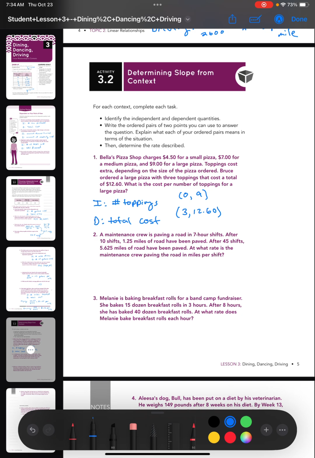We got an x1, y1, x2, y2. We plug that into our slope formula. Y2 minus y1 over x2 minus x1. And if we subtract that, we get 3.6 divided by 3, which divides to be $1.20. So it's costing him $1.20 per topping.